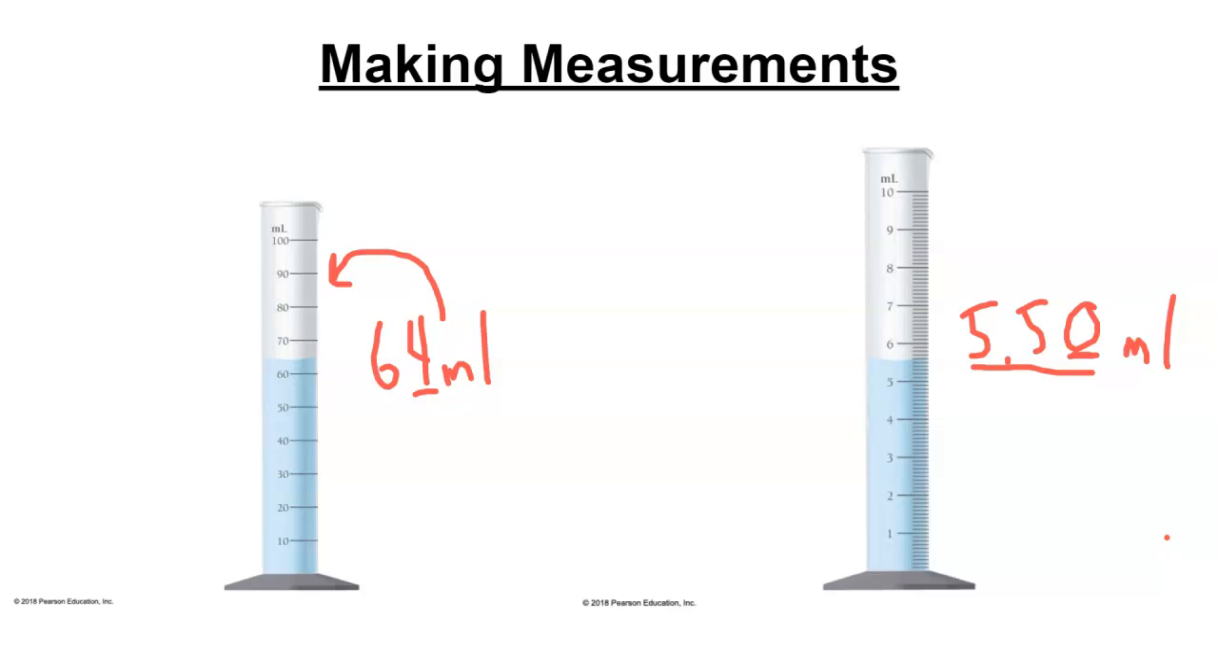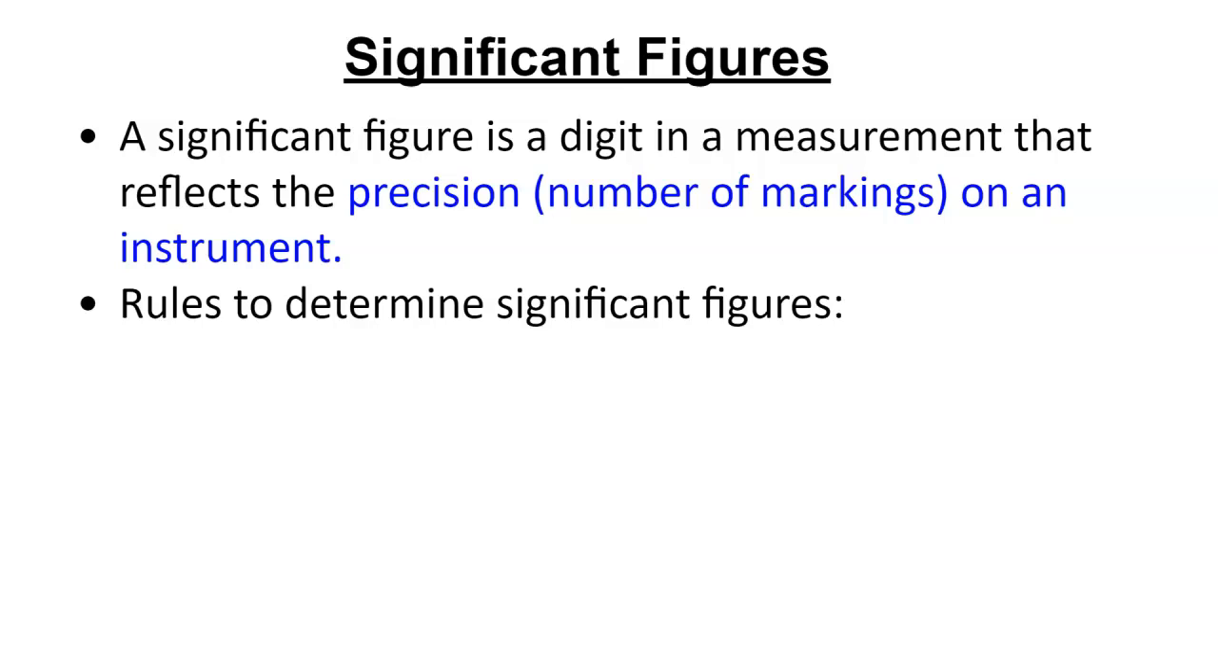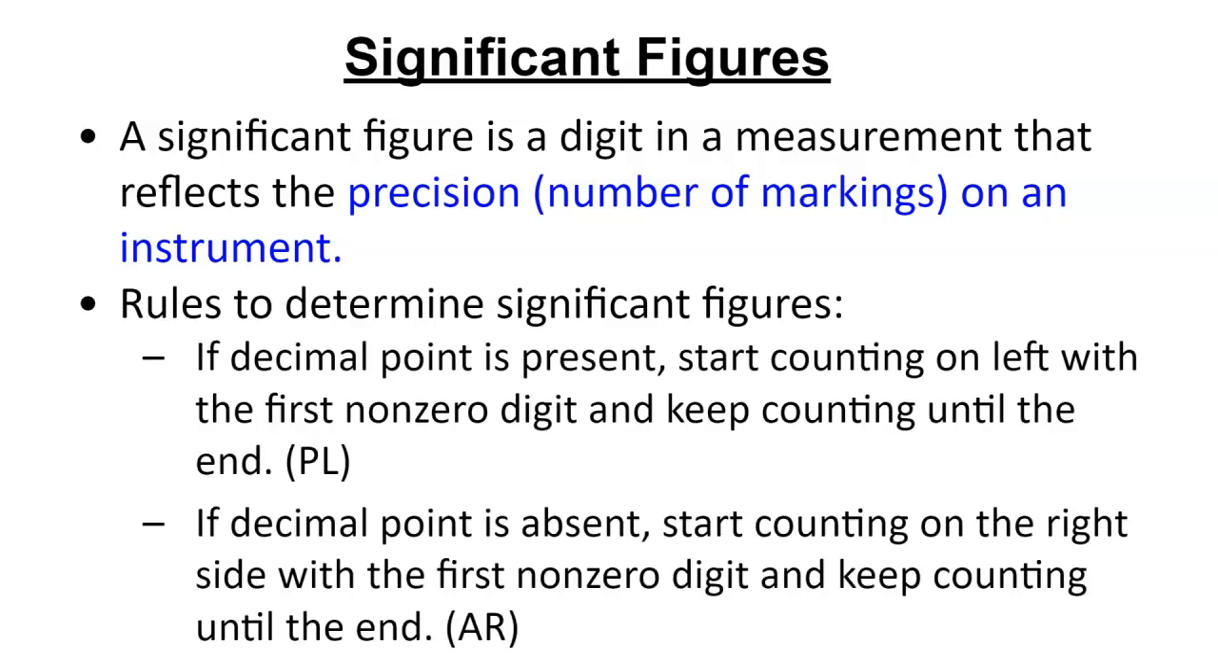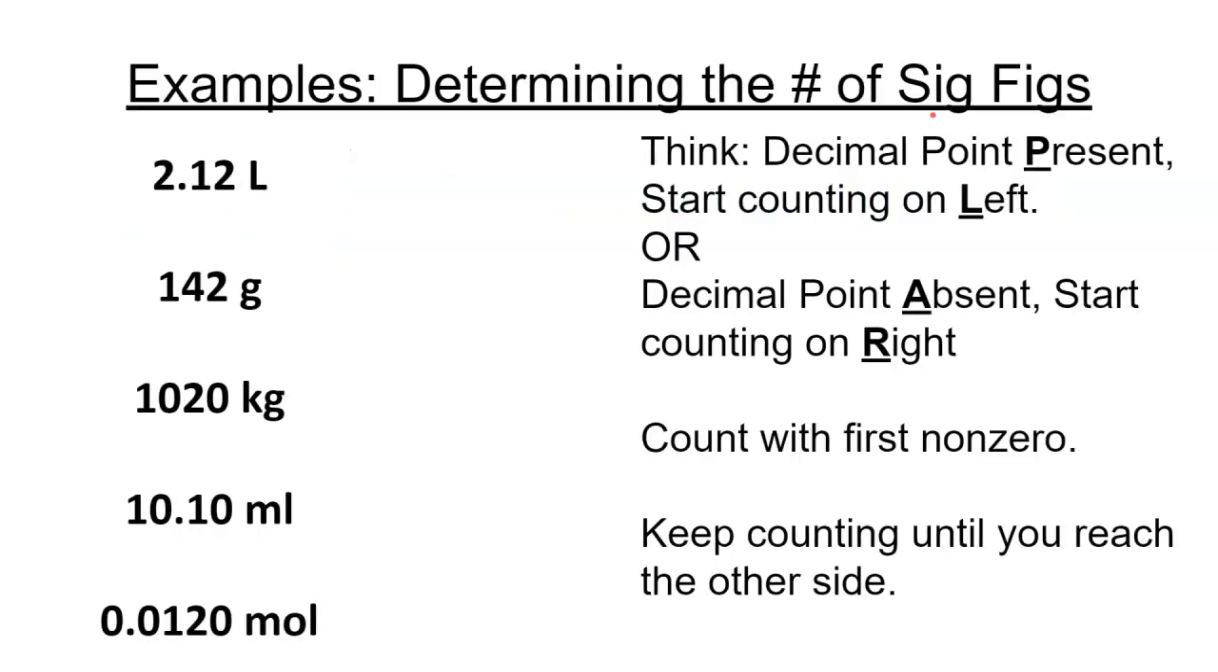Here's what these significant figures mean. Significant figures give us information about the precision or the number of markings on an instrument. Now, how do we determine significant figures? Because it's not always exactly the number of digits. It depends if the decimal point is present or if the decimal point is absent. And we have some rules for counting these significant figures to help us. These make the most sense with an example. So let's take a look at an example.